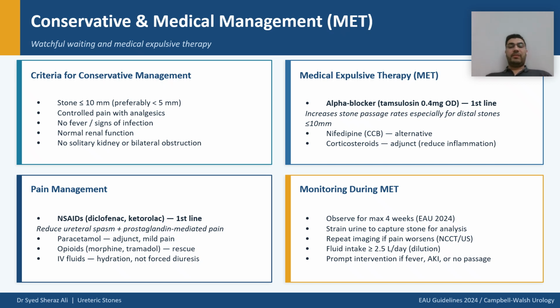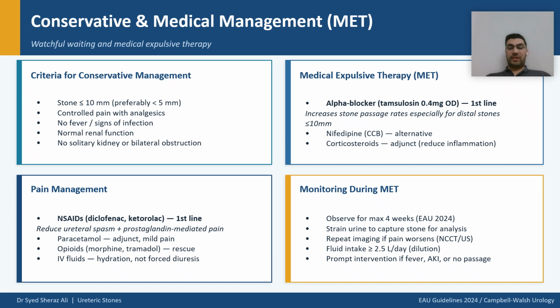The cornerstone of medical management is medical expulsive therapy, or MET. The first-line agent is tamsulosin, an alpha-1 receptor blocker, at a dose of 0.4 mg once daily. It works by relaxing the smooth muscle of the distal ureter, facilitating stone passage. The evidence is strongest for distal ureteric stones, 10 mm or less, where it significantly increases passage rate and reduces time to passage. And as we know, alpha receptors are mostly present in the distal ureter.